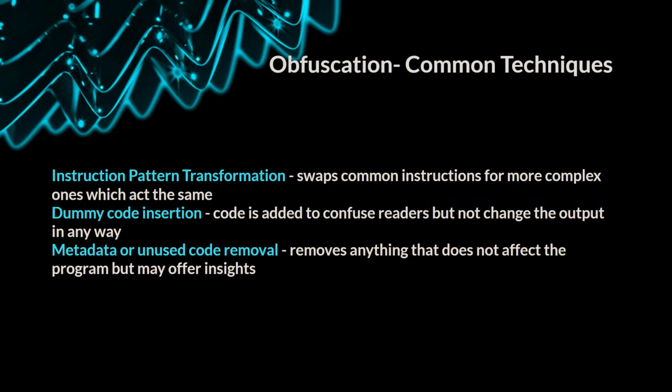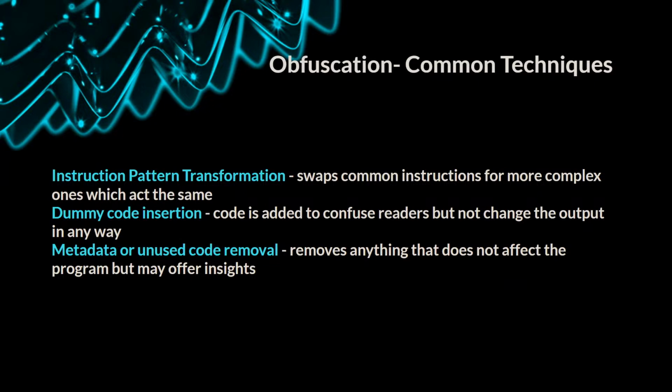Next one is dummy code insertion. So basically, it adds code to confuse the readers. It doesn't really change the output in any way. So it might assign some variables, do some strange math operations that don't really affect the program at all, but it just makes it harder for you to understand. And especially if we encrypt or encode our code to obfuscate, then it'll be a lot harder to figure out what is dummy code and what isn't.